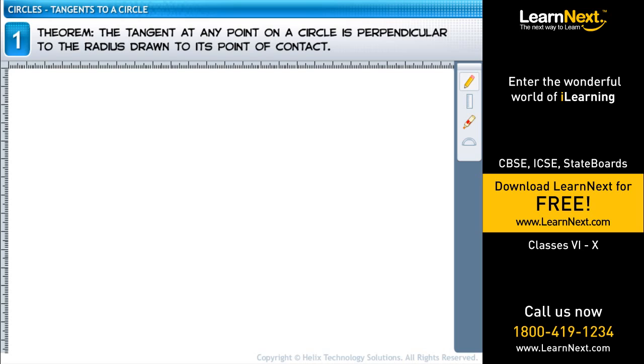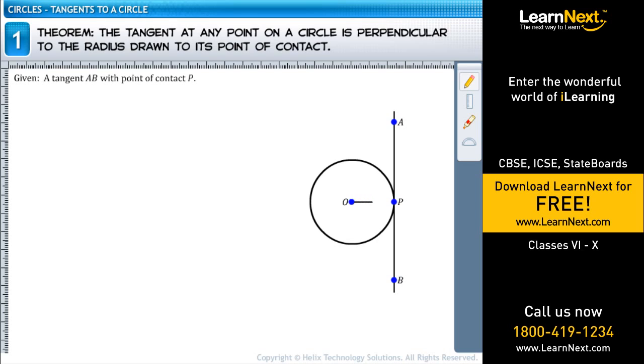To verify Mr. O's claim, we have to verify the theorem that states that the tangent at any point on a circle is perpendicular to the radius drawn to its point of contact. Here we have a circle with a tangent AB drawn to it at point P. OP is the radius of the circle. Now, we have to prove that OP is perpendicular to AB.